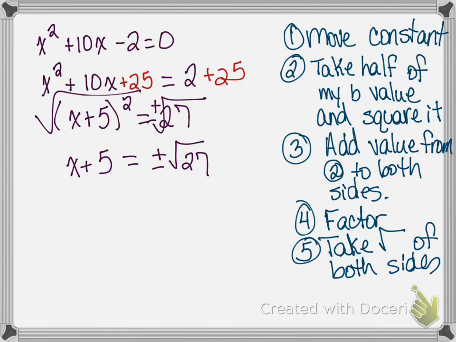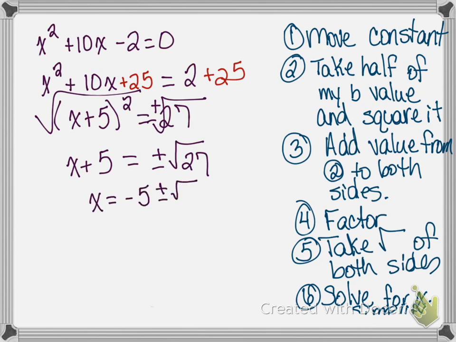Then what happens is I solve for x. So my last step is solve for x, but I also have to simplify, and sometimes we forget how to do that. Now, I'm going to subtract 5 from both sides. I'm left with negative 5 plus or minus the square root of 27. Many of us will want to leave it like that. But 27 breaks down into a perfect square factor. 9 times 3 is 27.